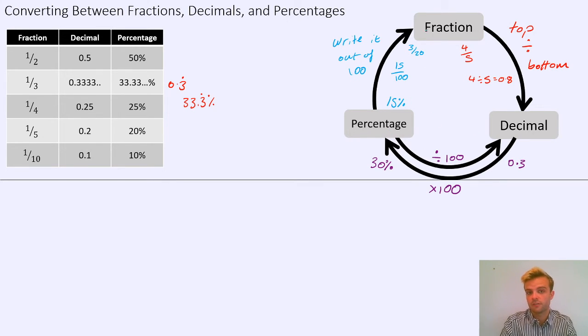Now, if you wanted to go from a fraction back to a percentage, there is a way of doing it, but it might just be easier to turn the fraction into a decimal and then turn that into a percentage.